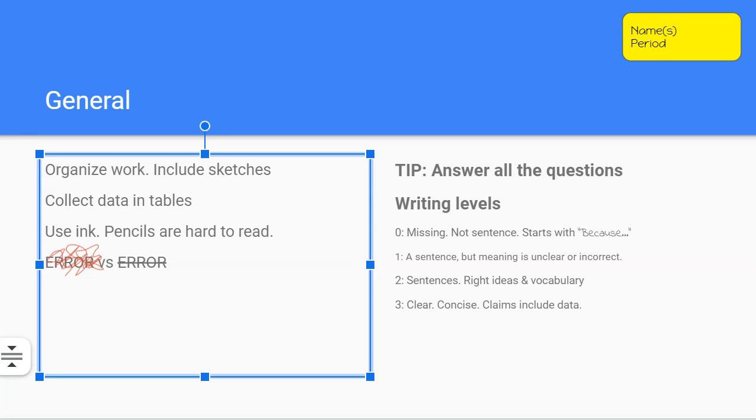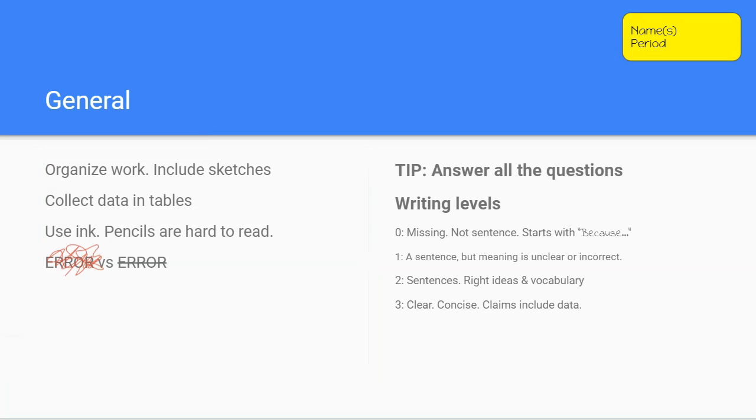Use ink because pencils are hard to read, especially if I'm giving you crappy construction paper. If you write with pencil on top of purple, it's really difficult for me to read, so use ink. Also, that's industry standard. When you work in an engineering notebook, you would not use pencil. You always use ink. And if you make a mistake, do not scribble it out, but instead put one line through it. At the companies I worked at, you had to mark a line through it and then initial it so they would know who did that.